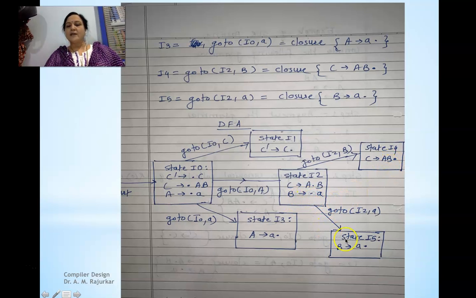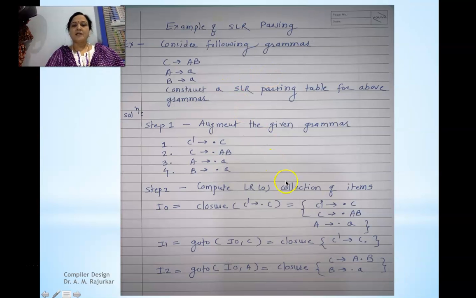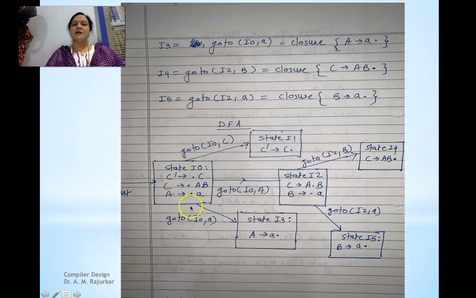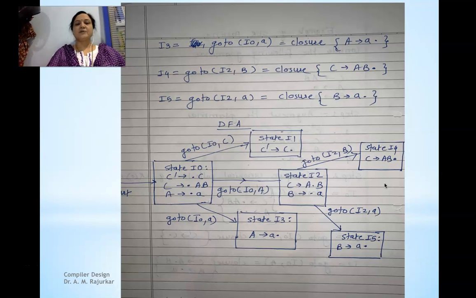Now from I2 I can get one more state because there is a dot before A that I can shift after A, and I am going to get a new state, go to I2 comma A as B tends to A dot. So this is a DFA. Just what we have done, we have computed the LR0 collection of items first sequentially from I0 to I5, and the same thing I have drawn in the form of a DFA for better understanding of how exactly the states are computed in SLR parsing and how it recognizes the viable prefixes.